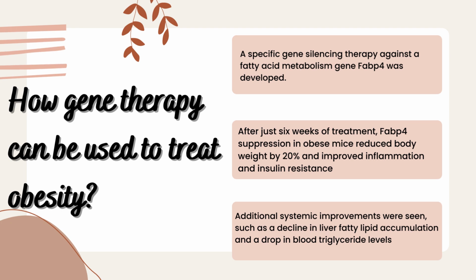Another study was done on obese mice following the same technique. Firstly, the mice were fed a high-fat diet so that they would become obese and insulin resistant. After just 6 weeks of treatment, FABP4 suppression reduced body weight by 20% and improved inflammation and insulin resistance. Additional systemic improvements were seen, such as a decline in liver fatty lipid accumulation and a drop in blood triglyceride levels.